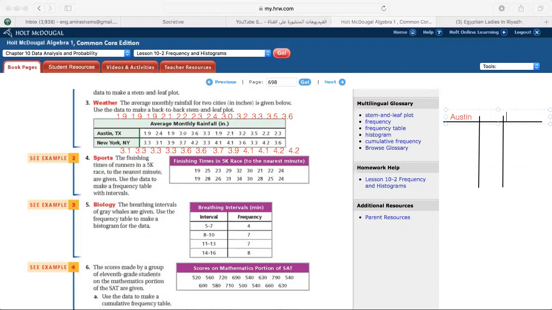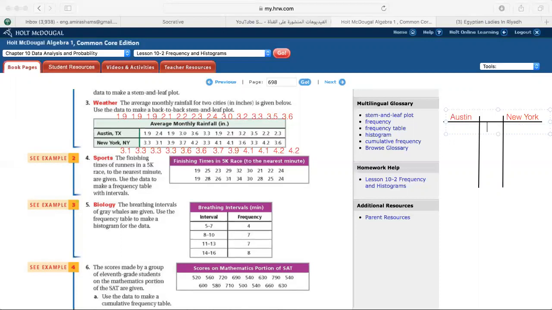Here I'm going to write New York. I'm going to start with New York, because New York I'm going to write normally, from left to right, in the normal way that I write the numbers.